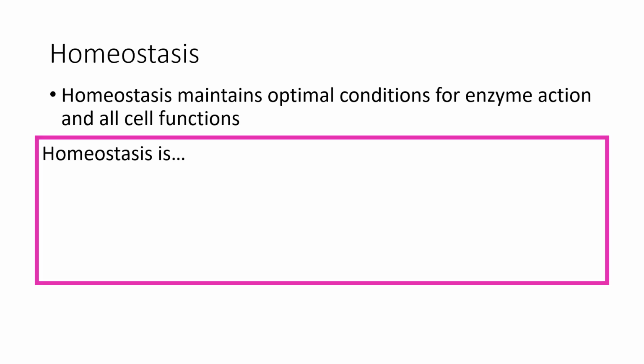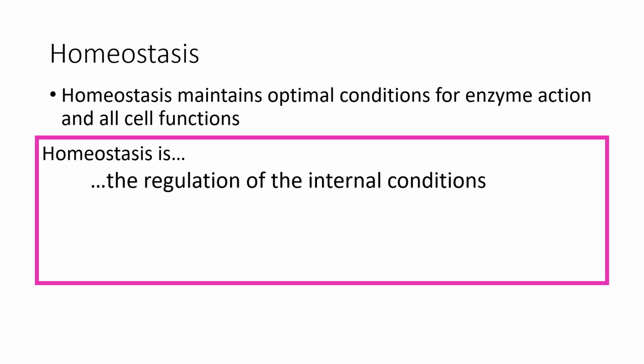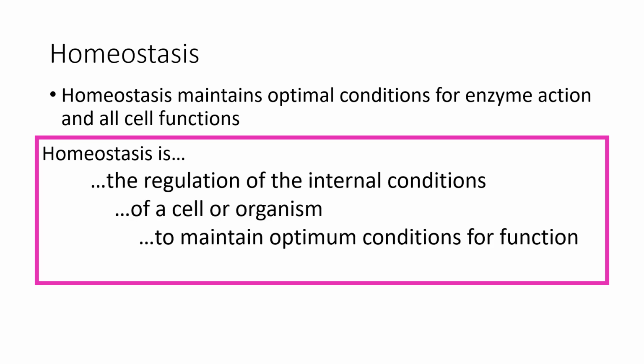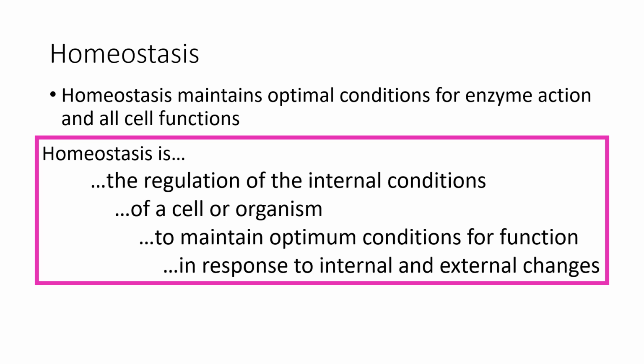So in homeostasis, the purpose of homeostasis is to maintain the optimum conditions. Optimum conditions means the best conditions, but I prefer to define it as the conditions when the rate of reactions is going as fast as it possibly can. So homeostasis is defined as the regulation of internal conditions of a cell or organism to maintain optimum conditions for function in response to internal and external changes.